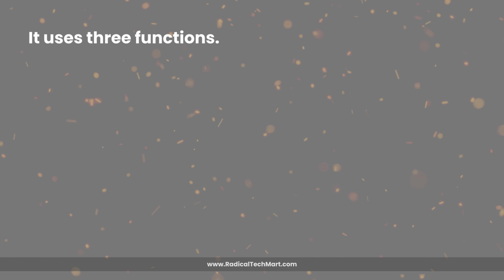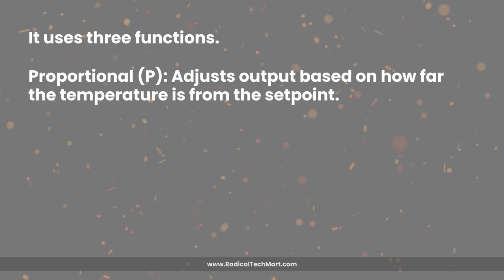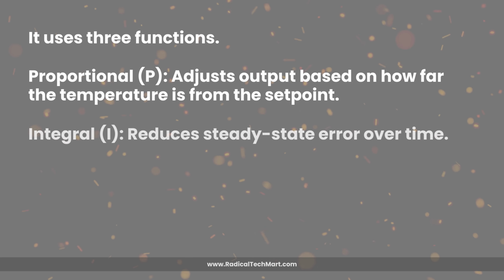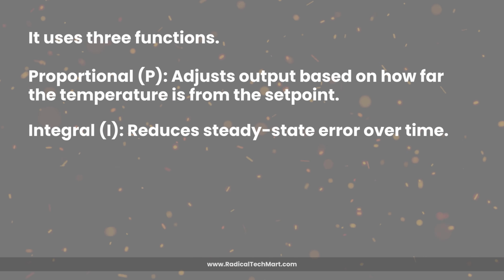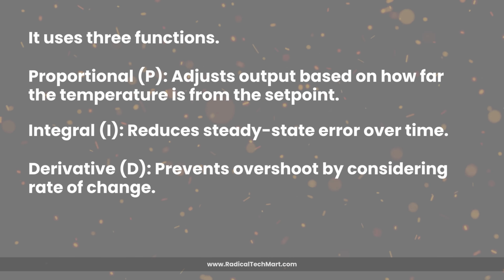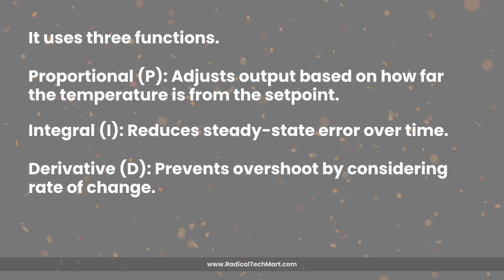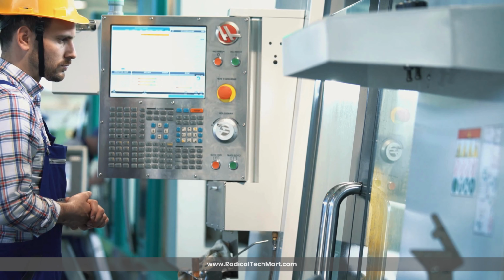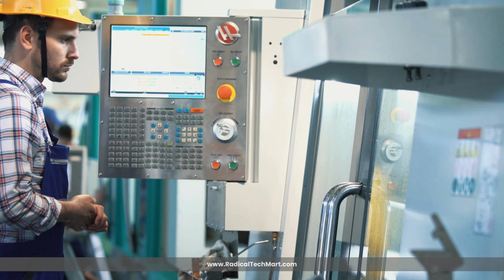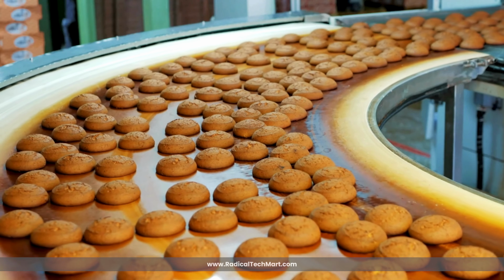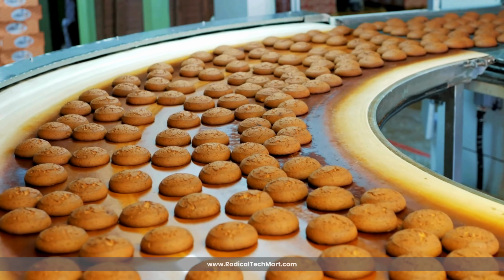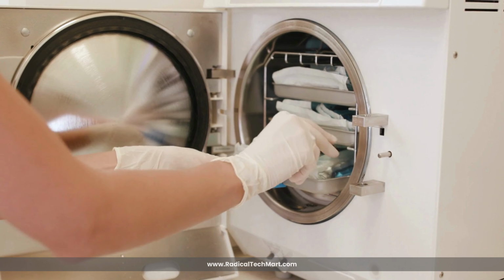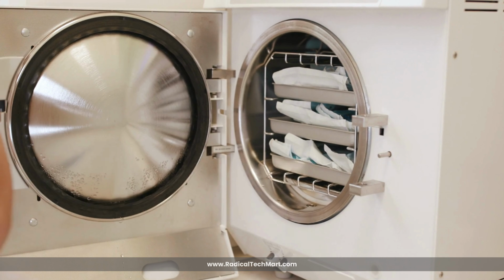It uses three functions. First is proportional, which adjusts output based on how far the temperature is from the set point. Second is integral, which reduces steady state error over time. And third one is derivative, which prevents overshoot by considering the rate of change. Now let's take some examples of PID controllers. Plastic molding machines require a stable temperature to avoid defects. Second is food processing and baking, which ensure consistent cooking temperatures. And third one is medical equipment, where incubators and sterilizers maintain precise heat levels.